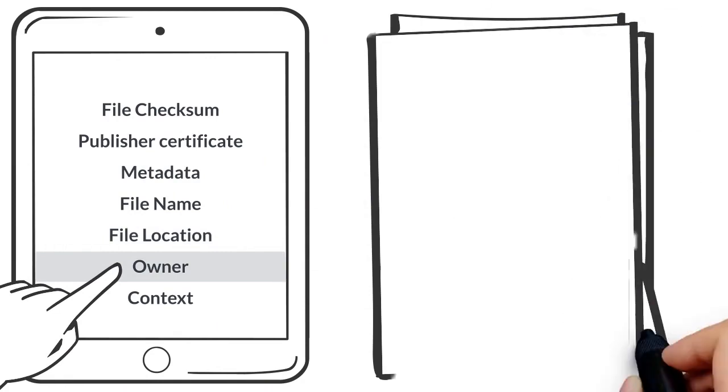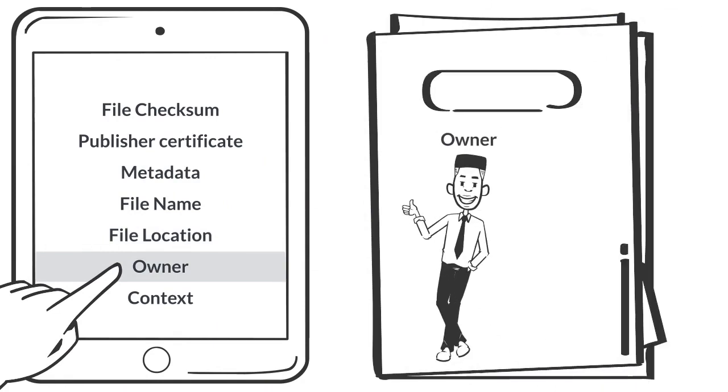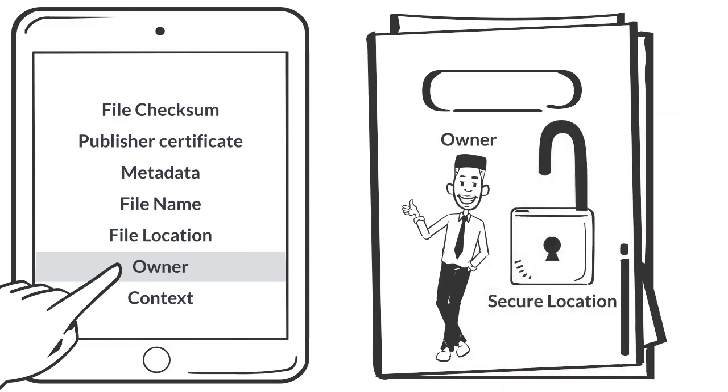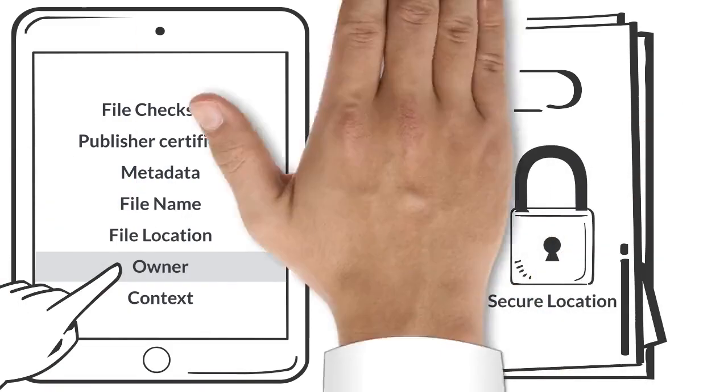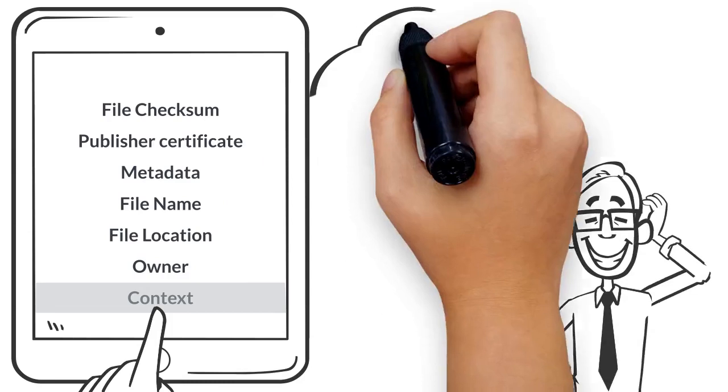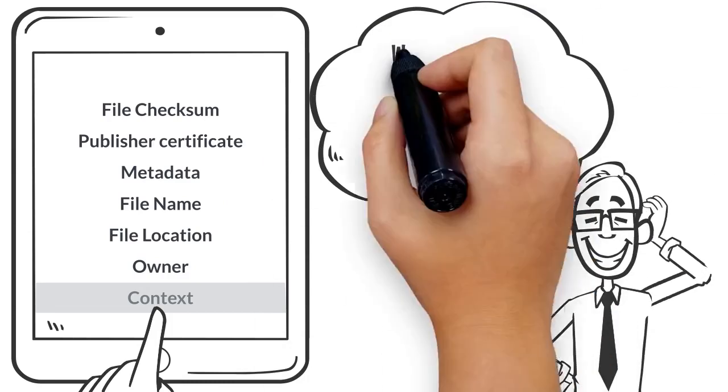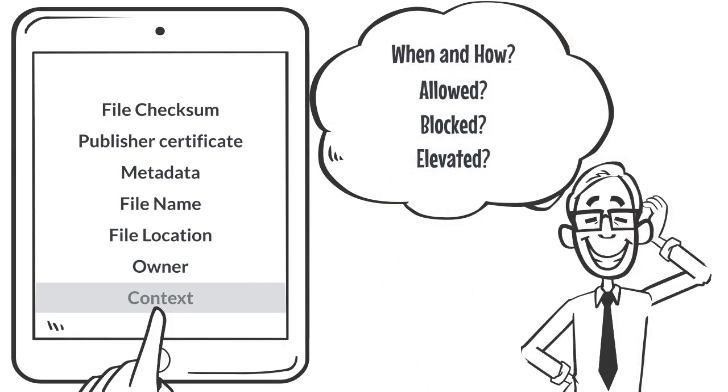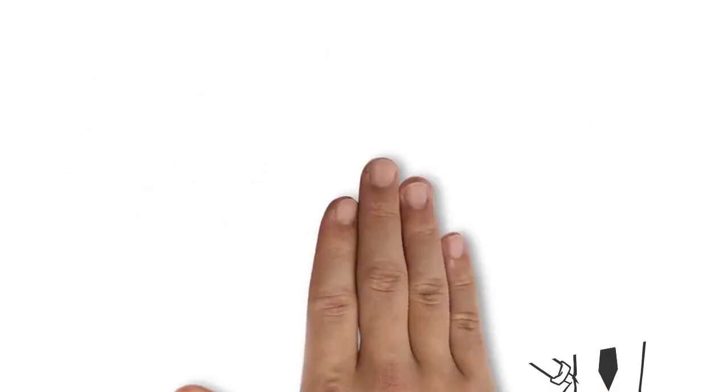Owner is useful criteria if the file has an expected owner, but only when the file is located in a secure location where ownership cannot be modified. Context is exceptionally useful criteria to determine when and how an application can be allowed, blocked, or elevated. This is a deeper topic and will be covered in a separate video nugget. So, let's put some of this knowledge into practice.